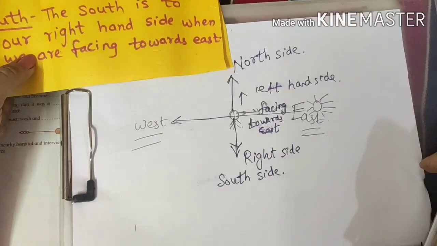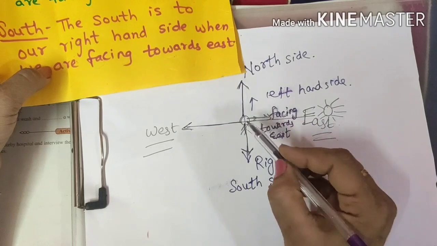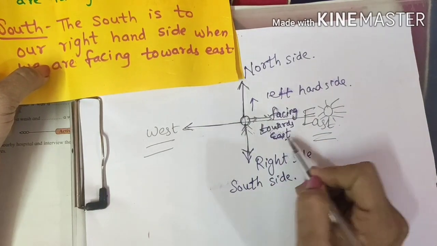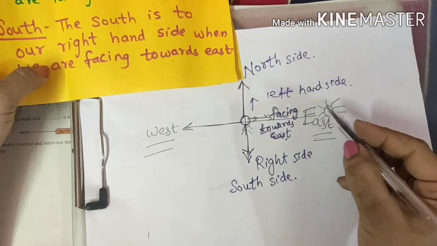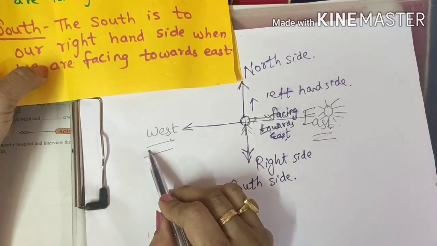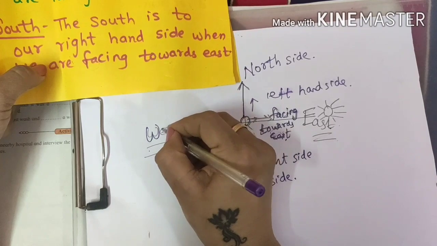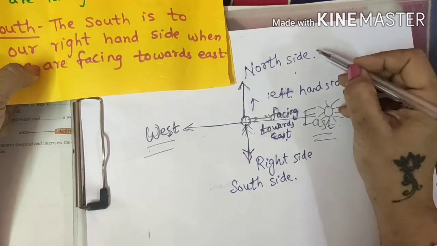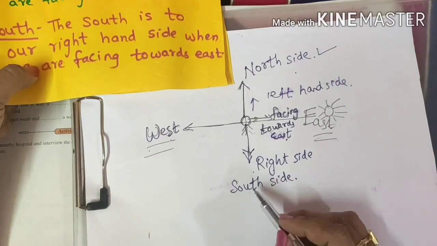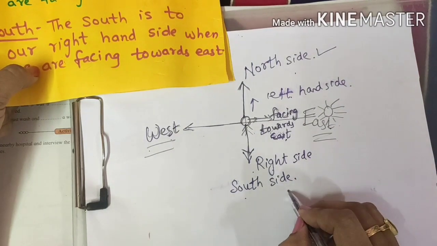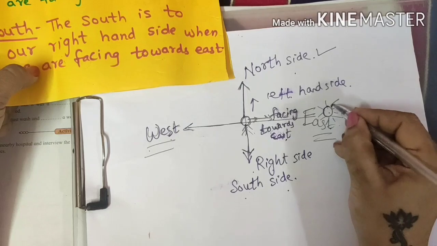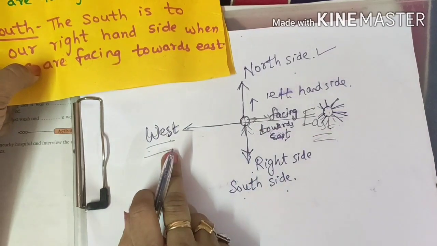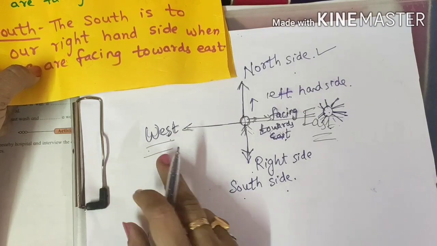Okay children, I hope you are clear with this. Suppose the boy is standing and facing towards east, and the opposite side will be your west side. On the left hand side, that will be our north side, and on the right side it will be the south side. Where the sun rises is your east side, and where the sun sets, that is our west side.